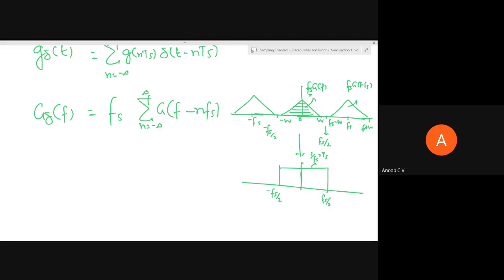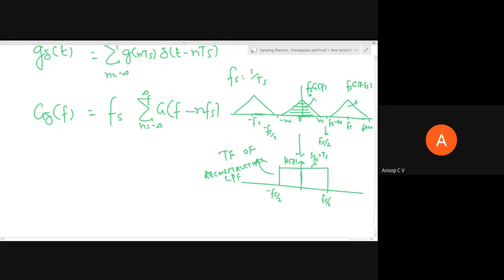Both are fine, right? So I'm writing it as minus fs by 2 to fs by 2, where, please remember, fs is 1 by ts, that is the number of samples in a second. So this should be the transfer function of the reconstruction low pass filter. This is an ideal low pass filter, right?